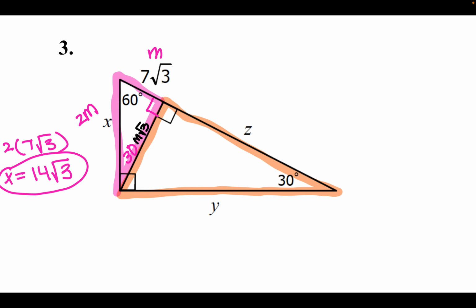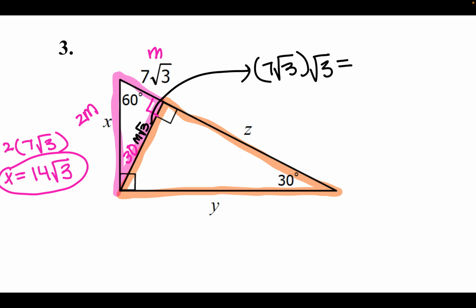Now this shared side, we have to find this measure because without finding this shared side, we cannot find z or y. So I'm going to draw a little line. I'm going to do that over here. So if m is 7 square roots of 3 and the shared side is m square roots of 3, we're going to have this be 7 square roots of 3 times the square root of 3.